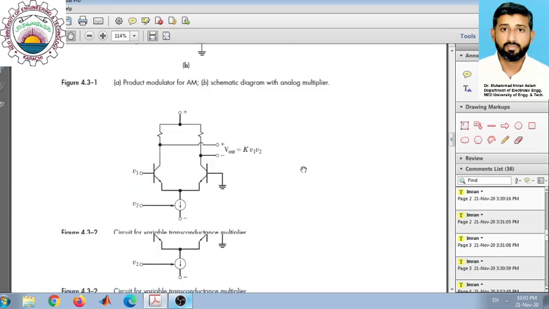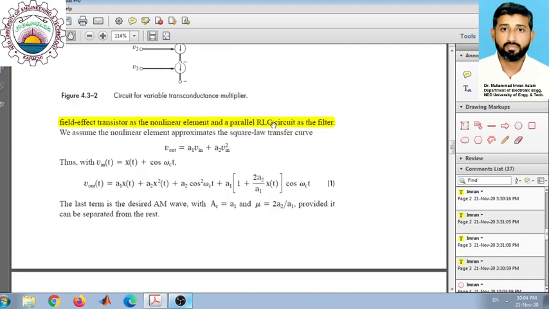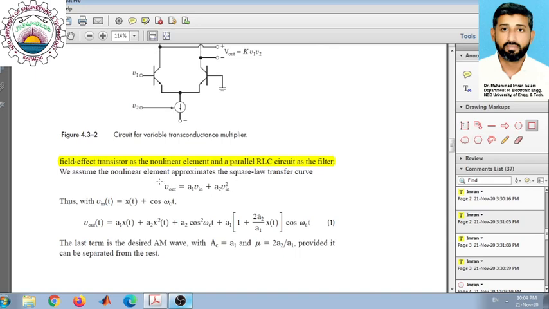So let me first show you the square law modulator circuit. This is the square law modulator. It is based on a non-linear element, a non-linear circuit in which the input and output are not directly related. Actually they are related with the square law. This non-linear element is the main component of the square law modulator, where the input output relationship of that non-linear modulator is given by this mathematical expression.